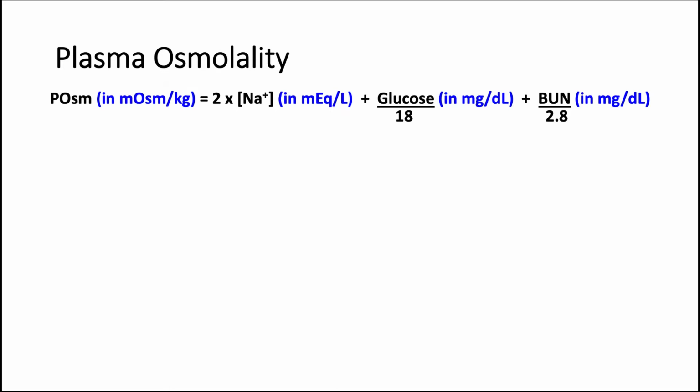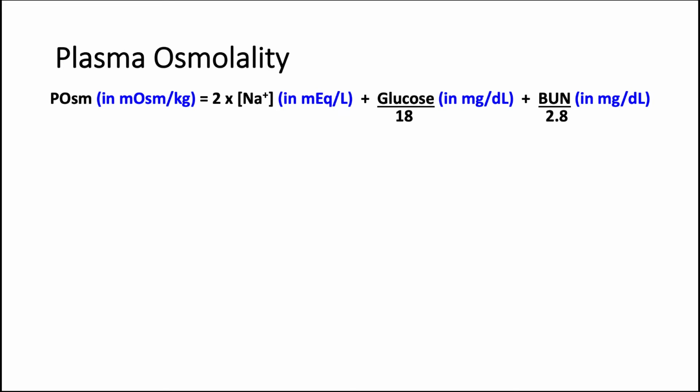Milliequivalents per liter can be transformed to millimoles per liter or milliosms per kilogram. Now, then glucose you divide by 18 and BUN you divide by 2.8 to transform units from milligrams per deciliter to millimoles per liter. So everything is in millimoles per liter or milliosms per kilogram. So these are the three main solutes in plasma.